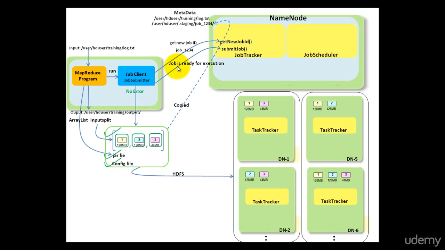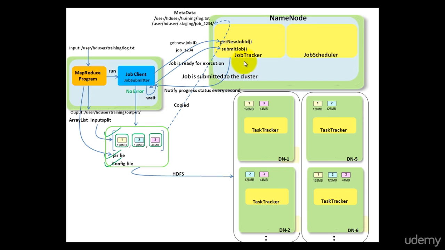After copying the resources, the job submitter tells the job tracker that the job is ready for execution. It says so by calling the submit job function on the job tracker. After submitting, the job submitter will be waiting for the progress status of the job. Every second, the job tracker will notify the progress status of the job to the job submitter. This is how a job is submitted to the cluster.